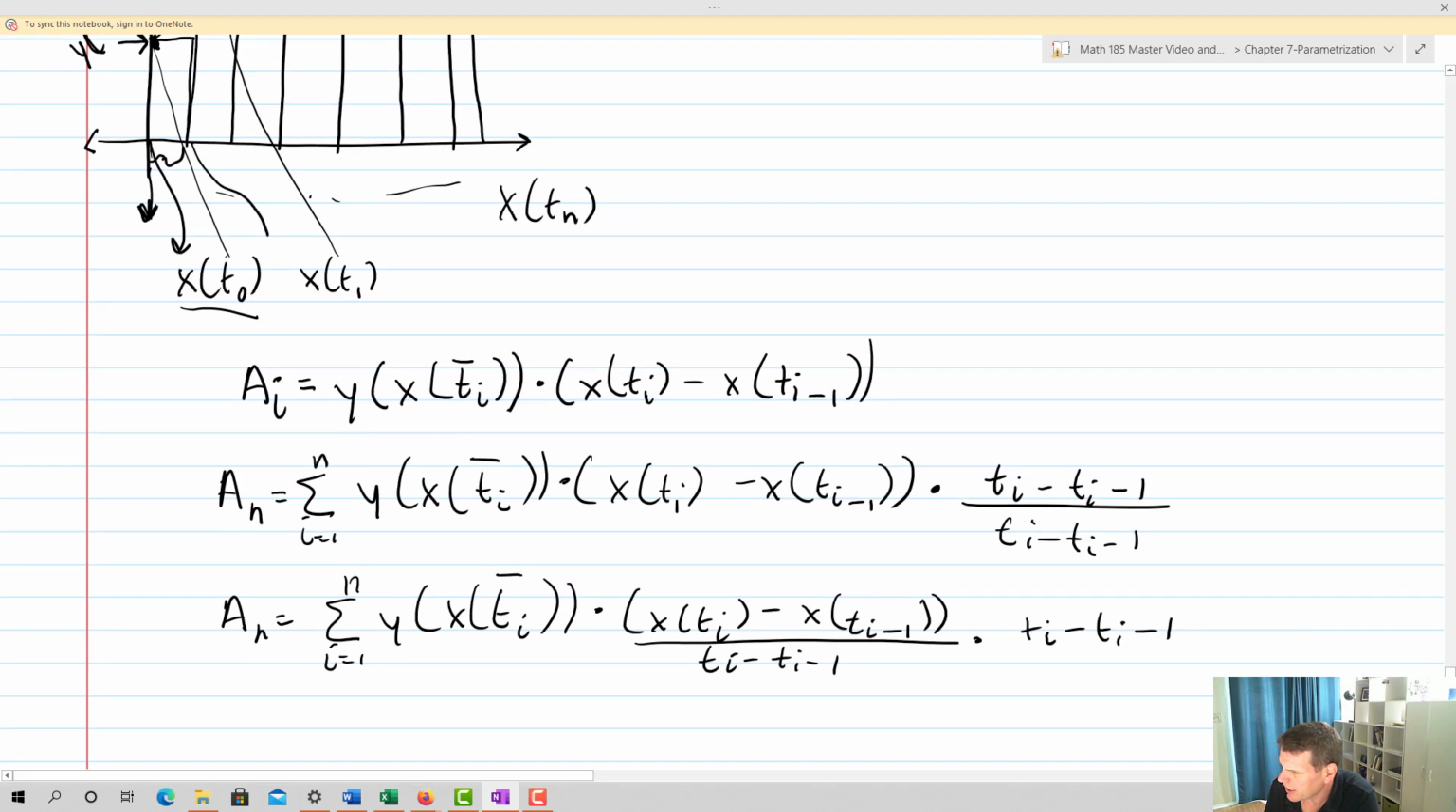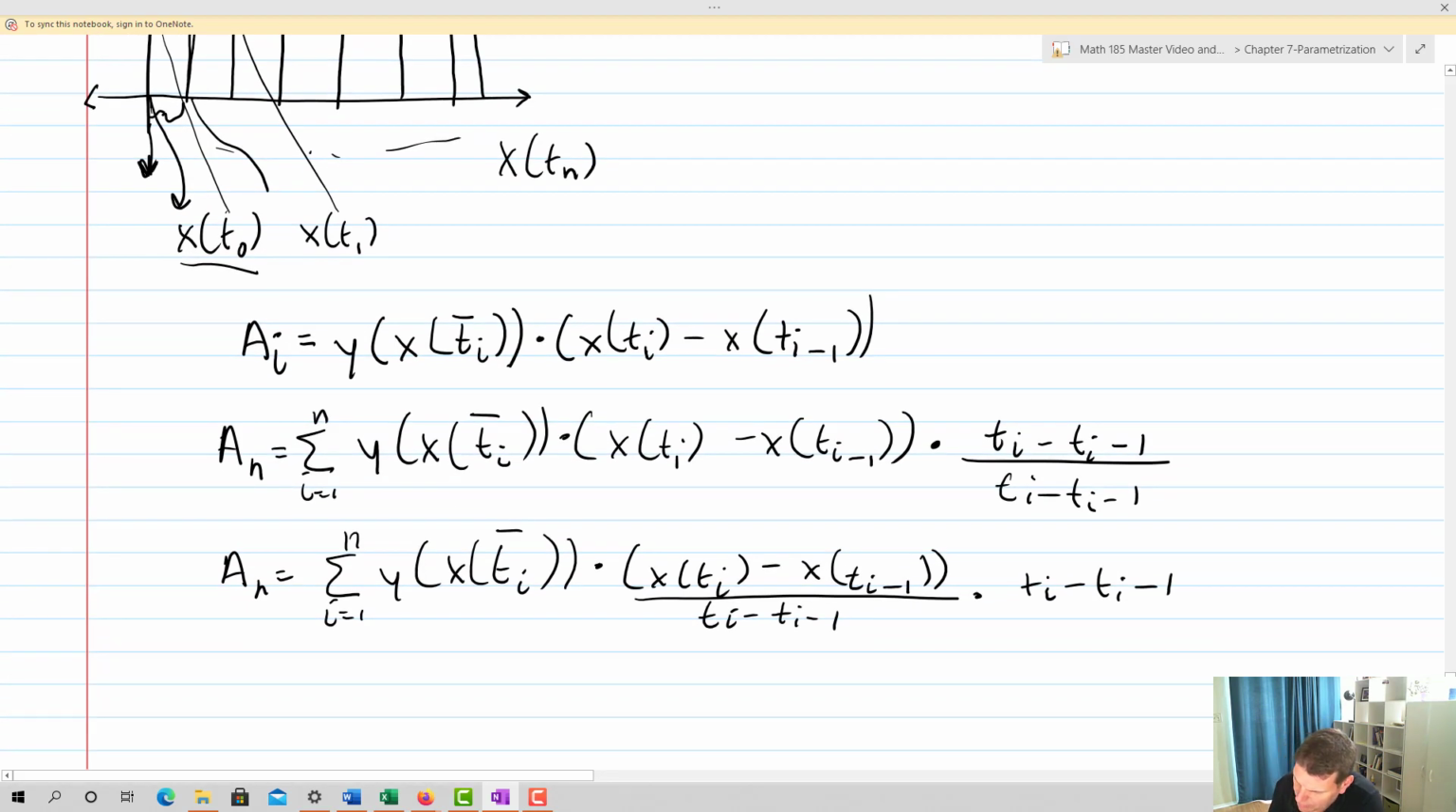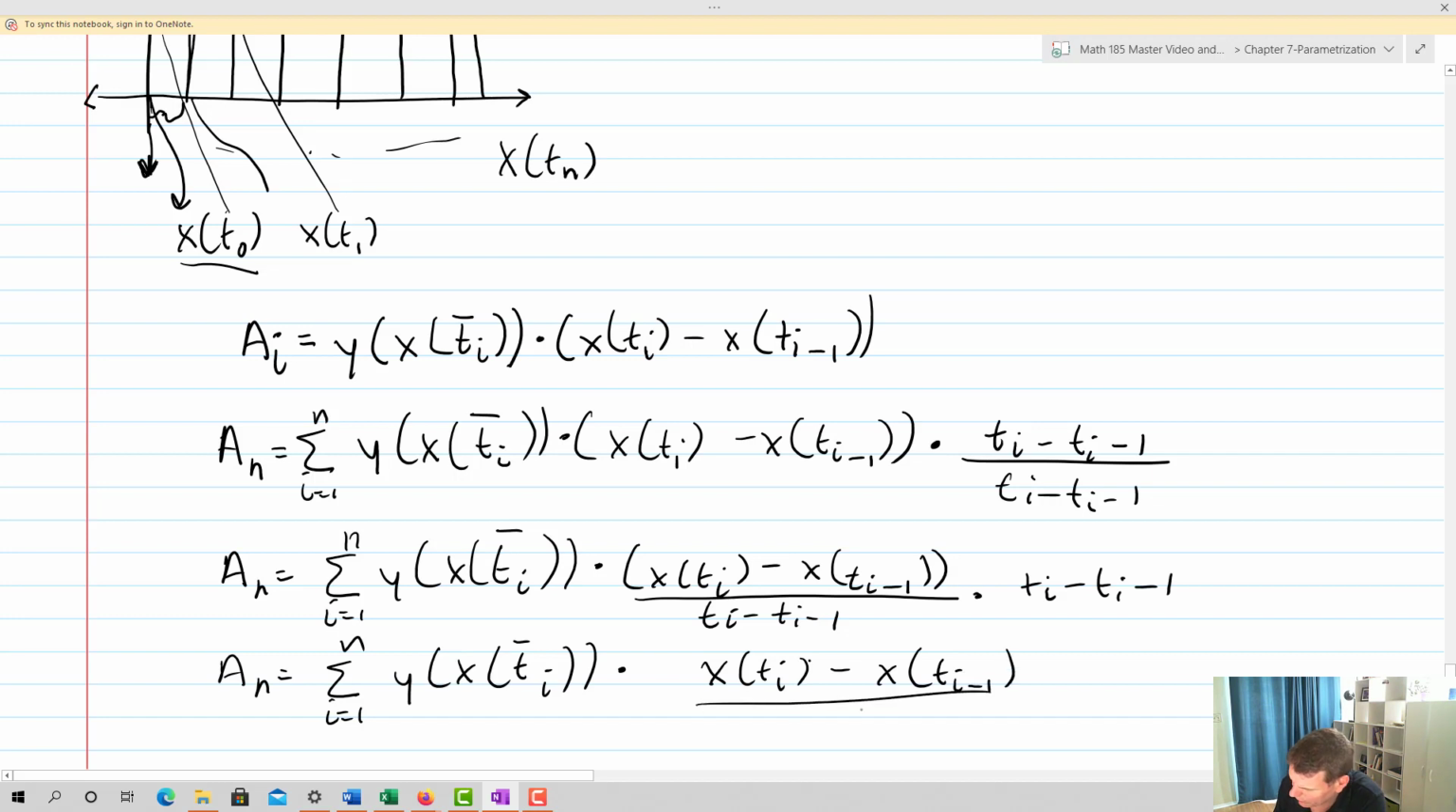What we'll do then is we're just going to switch out for delta t. So this a_n is now equal to the sum from i equals 1 up to n of y of x of t bar i times, and part of me just wants to call it delta x of t, but we can't really do that. We're just going to write it as x of t_i minus x of t_(i-1) all over delta t times delta t.